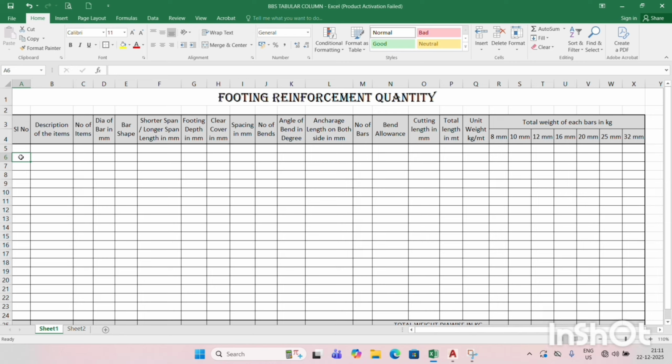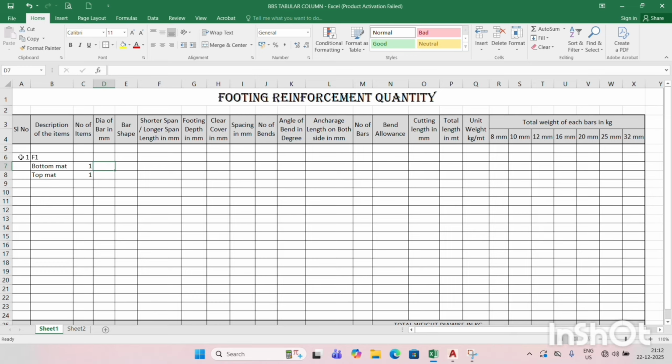So I am starting from serial number 1, and the second item is description of items. Description means this is the footing number F1, and calculating bottom mat and top mat. The third column is number of items. Number of items means this is F1, how many F1 are there? That is the number of items. Here I am giving one number.